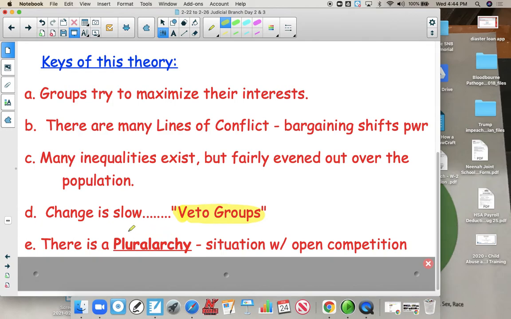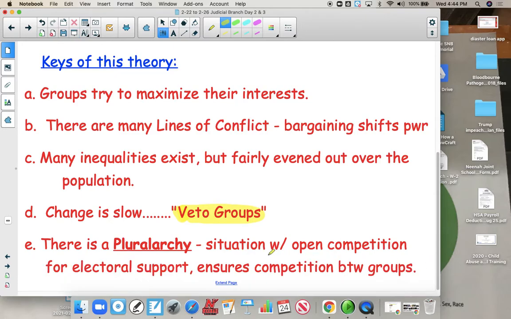Key five in this theory is plurality. What does this mean? This means that there's a situation with open competition for electoral support. We have Republicans getting support from certain companies. We have Democrats getting support from certain companies. And it's good maybe that we have this because it ensures competition between the groups. So that's point number one, and it is your longest point.